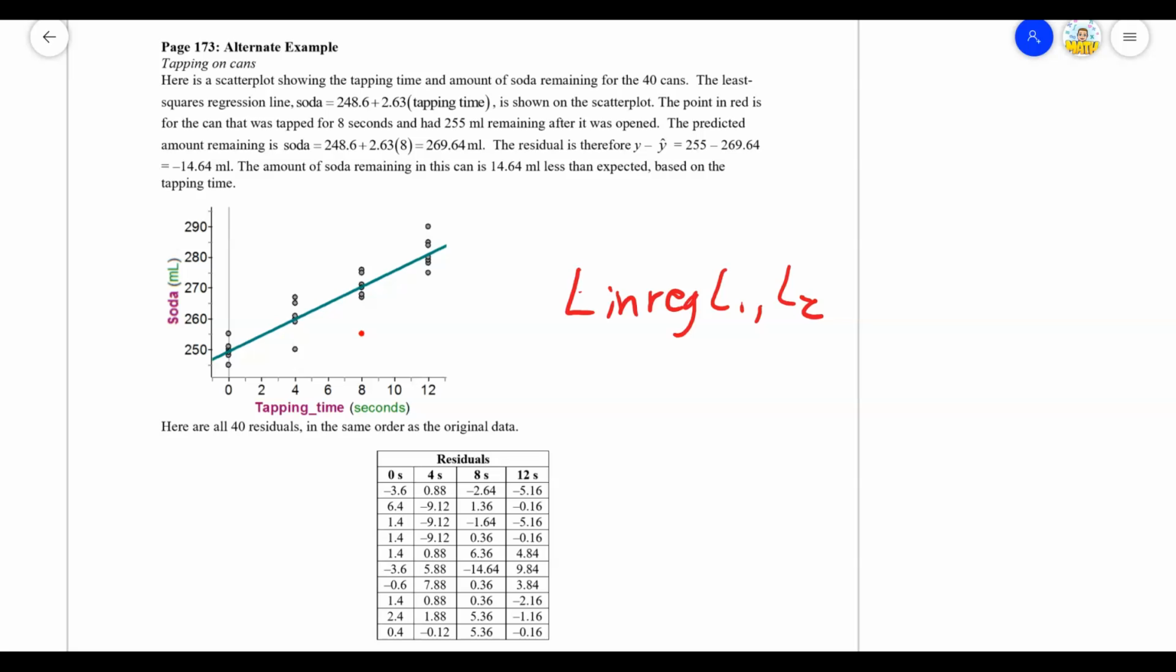And remember, I also said that another property of the least squares line is that x bar, y bar always lives on the least squares line. This point, x bar, y bar, if I take the mean of all the x's and the mean of all the y's, that point is always on my least squares regression line.